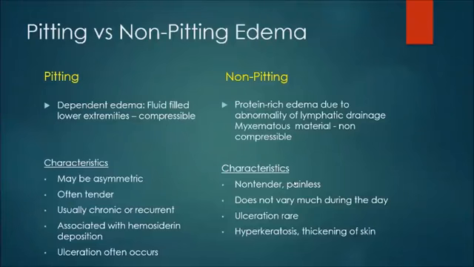So basically there's more fluid in pitting edema causing the swelling as compared to non-pitting edema, which just has more protein in it. Characteristics may be asymmetric, often tender, usually chronic or recurrent, associated with hemosiderin deposition, and ulceration often occurs. Non-pitting edema is basically just a protein-rich edema due to abnormalities of lymphatic drainage. You get this material that stays in the cell, so basically it becomes non-compressible.